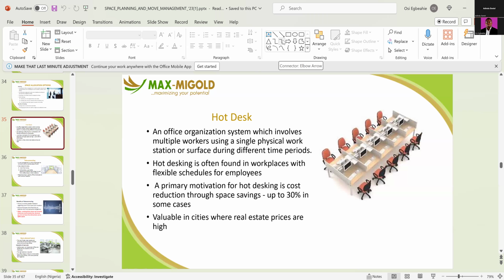Hot desking is often found, and a primary motivation for hot desking is reduced cost through space saving up to 30% in some cases, but valuable in cities or countries where the cost of real estate is very high.